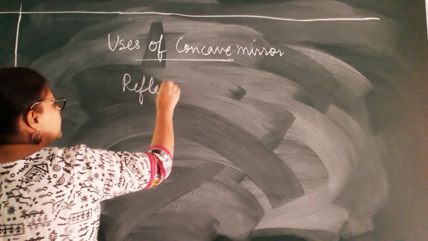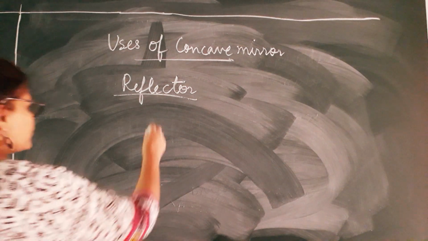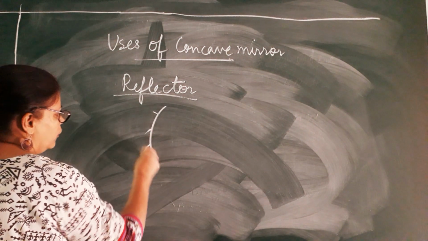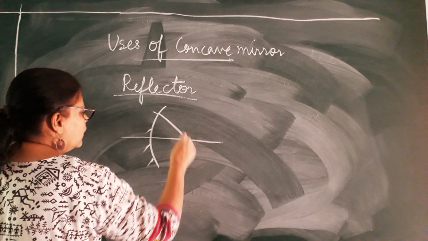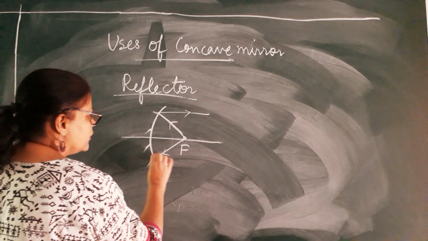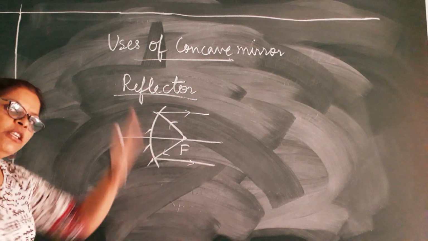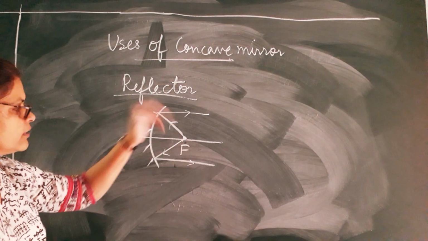A concave mirror is used as a reflector. Now let's look at which case does it correspond to. You remember this case when I took the object at F. When the object is taken at F, children, the image is formed at infinity. You remember? Okay.